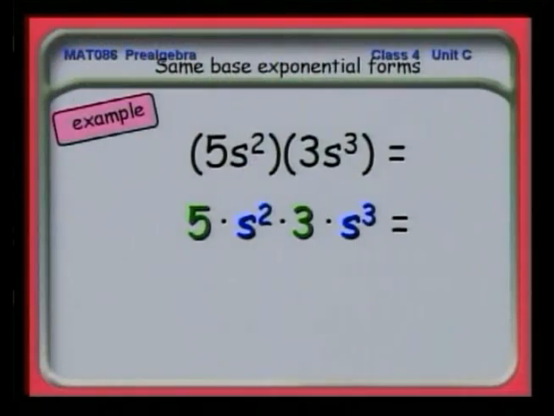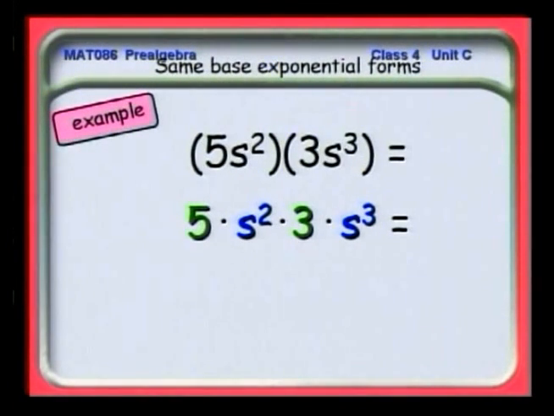You just have to be very careful that when you do this, there are no other operations in the way, like addition, subtraction, or maybe even division. So if we look back at the slide, we see we have 5s squared. What does that really mean? It means 5 times s squared, and when we have brackets up against each other, we're still talking about multiplication, so it's times 3 times s cubed.